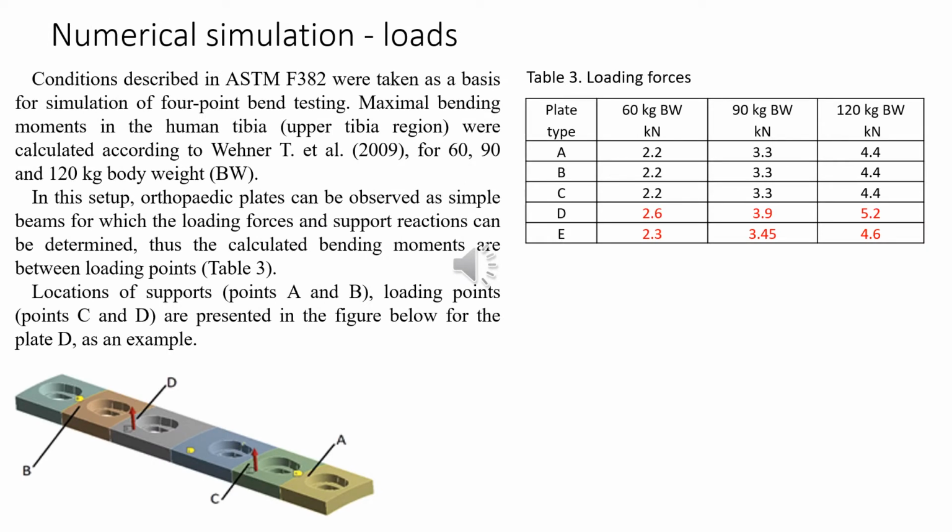Loading was treated as for 4-point bend testing with maximal moments corresponding to 60, 90, and 120 kilos of body weight. Characteristic points like supports and loading points are shown in the sketch below. Also, loading force for all 3 different body weights and 5 different plate types are given in table 3.